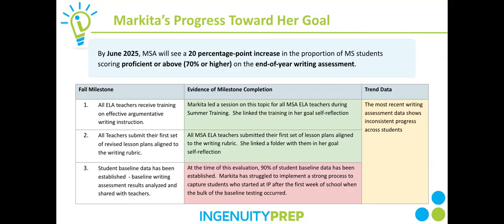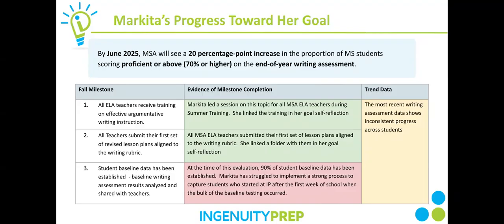The middle column here provides information on Marquita's progress against her milestones. She did lead the training for ELA teachers over the summer, and all teachers submitted their first round of revised lesson plans by the deadline. However, she only collected 90% of student data needed to establish a complete set of baseline information. This is because she struggled to capture students who were enrolled after the first week of school.